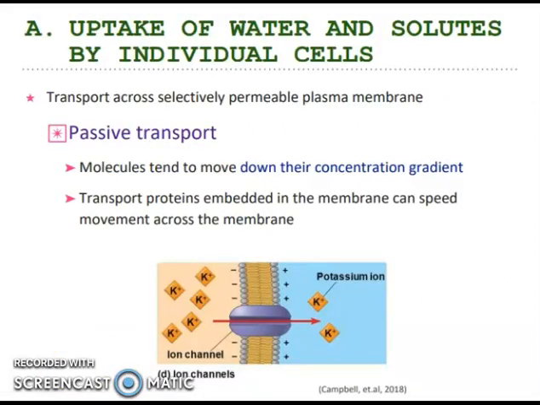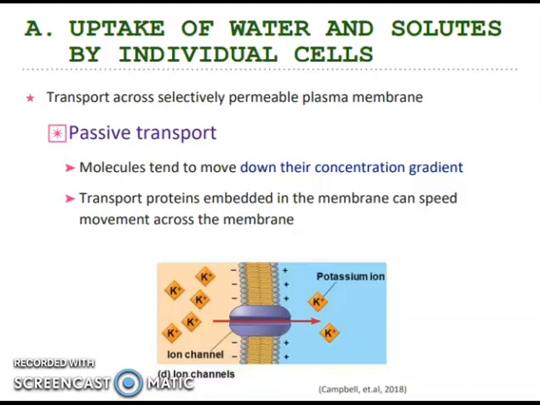Okay, let's continue our lecture for this slide. Now we want to discuss transport in the plant at the first level, which is called uptake of water and solute by individual cells. There are two major ways that molecules can be moved across the membrane, which are passive and active mechanisms. The first one is passive transport. Molecules tend to move down their concentration gradient. Transport proteins embedded in the membrane can speed movement across the membrane.